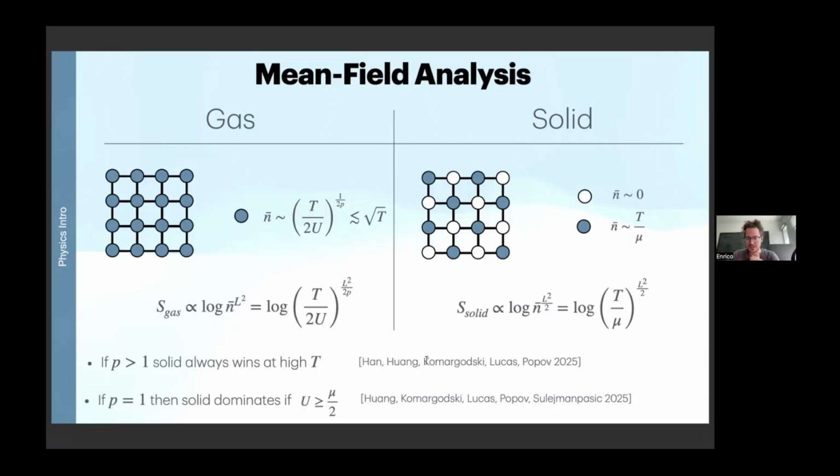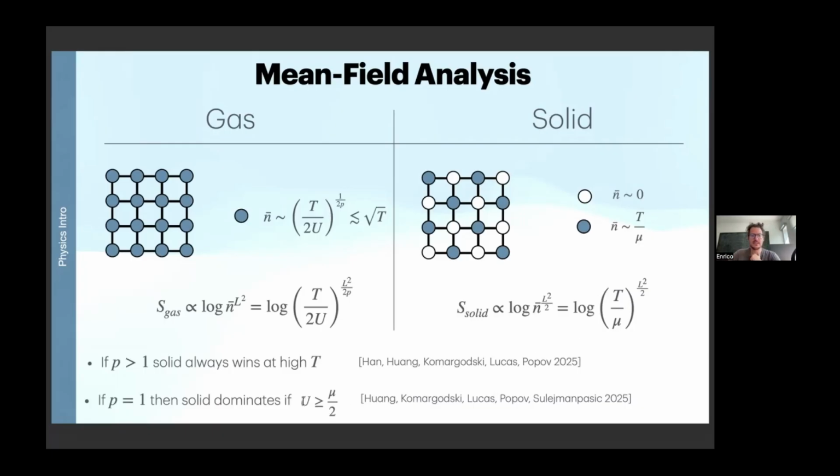respectively, I think published in March and in August last year, this gentleman proposed that for p bigger than 1, you see the solid always wins. The solid wins parametrically in t. So it wins by far.